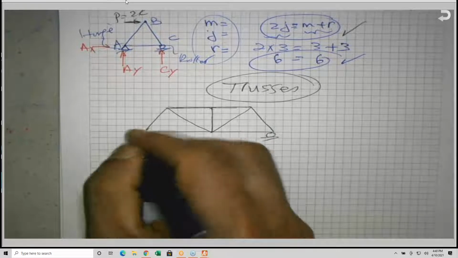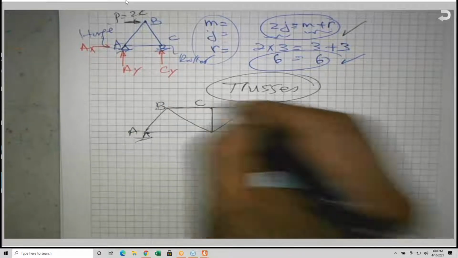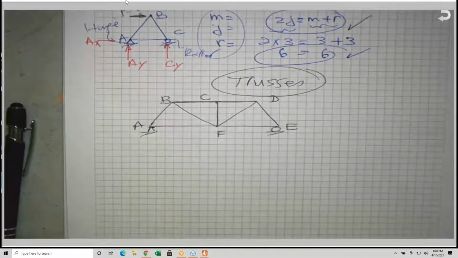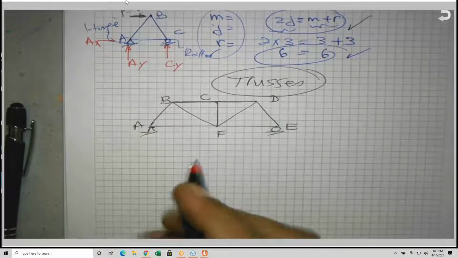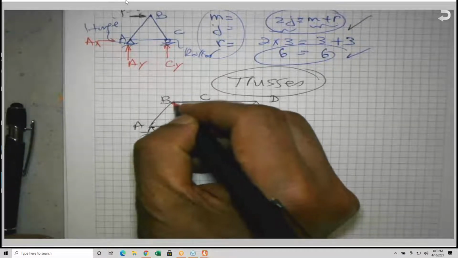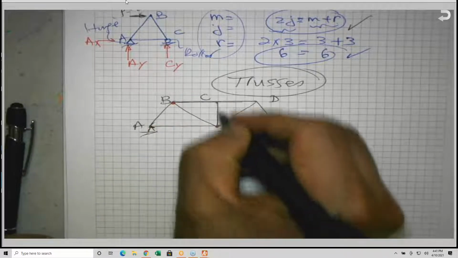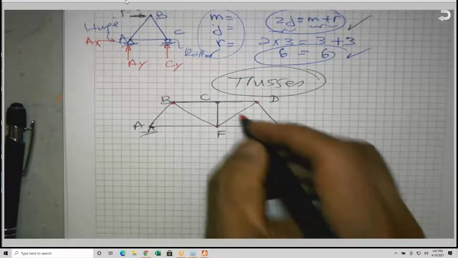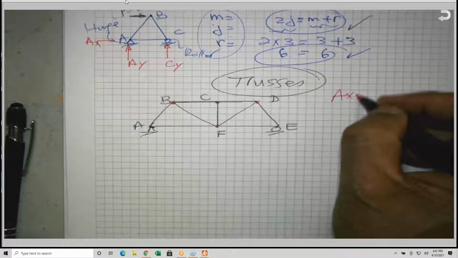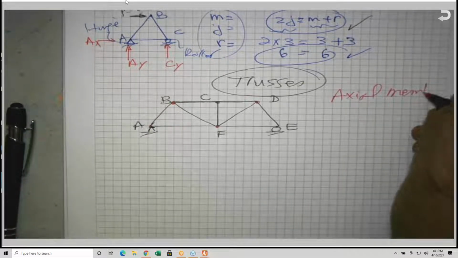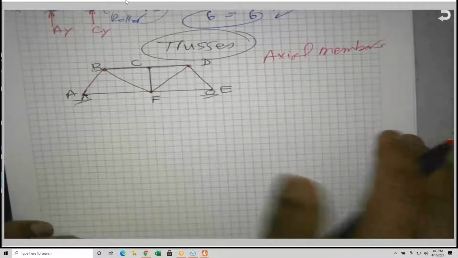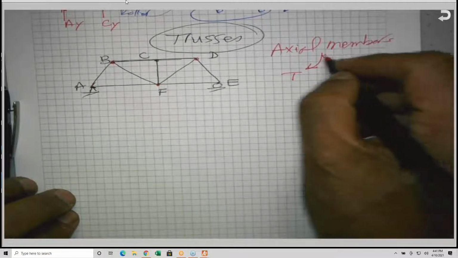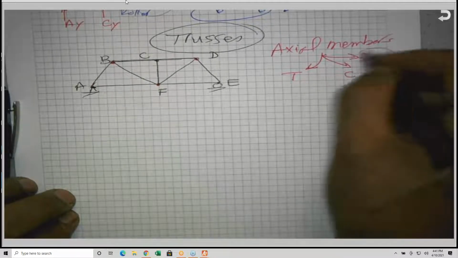you will find that this is A, B, C, D, E, and F, for example. You will find, number one, and this is one of the assumptions, all loads will be acting at the joints. Okay? These truss members are axial members. What do you mean by axial members? A member that can take either tension or compression. Or sometimes we have something we call zero force members. We're going to talk about it.